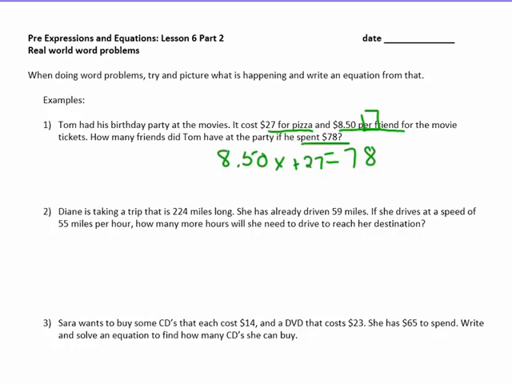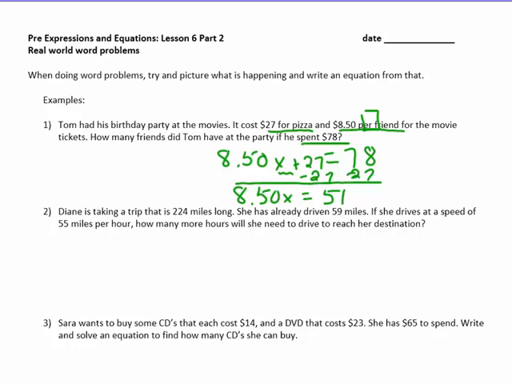So how do I solve this, right? Same way we've been working on with our two-step problems. Here we have our variable, which means I have to cancel the 27 first because it's being added. So I'm going to subtract 27 from both sides. I'm going to get 8.50x. Certainly did not leave ourselves enough room here. And when I subtract, I get 51, 78 minus 27.